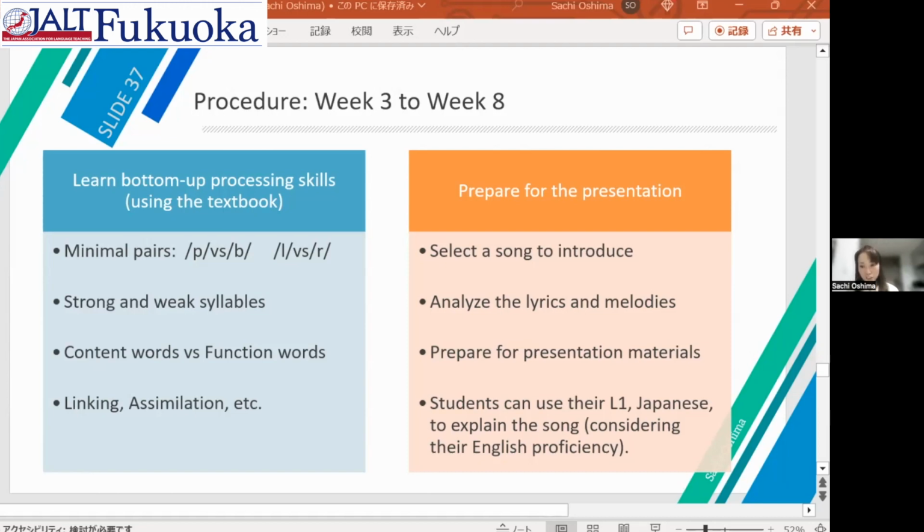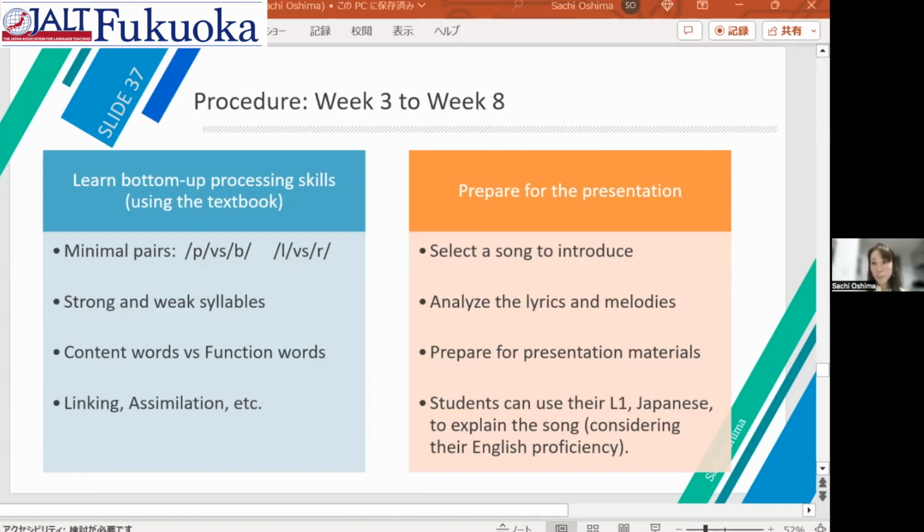Because of their proficiency level, they can use their L1 Japanese to explain the song, but the song itself is an English song. So they have to look at the lyrics, listen to that song repeatedly, and try to find the features which were taught in the classroom. That was happening from week 3 to week 8.